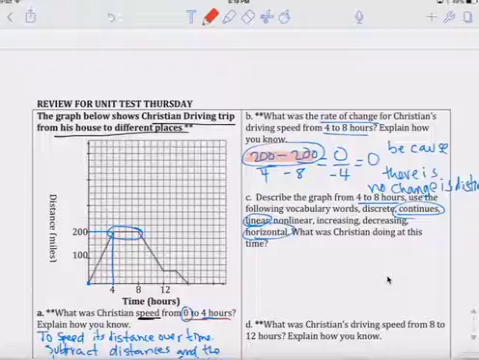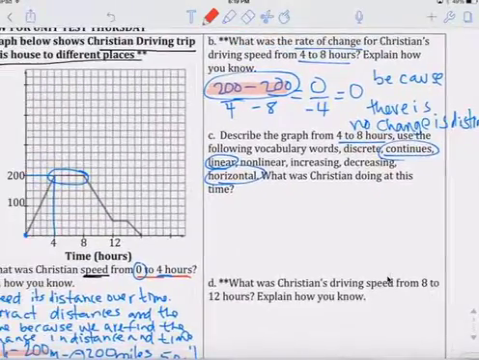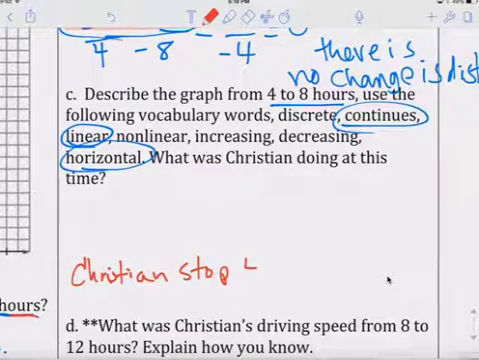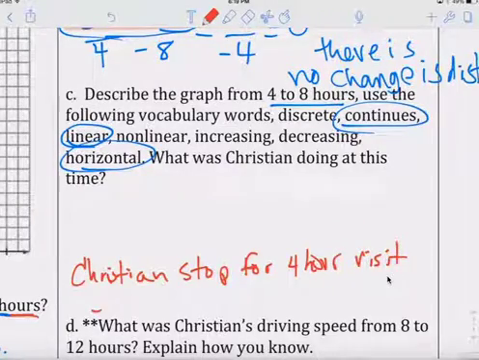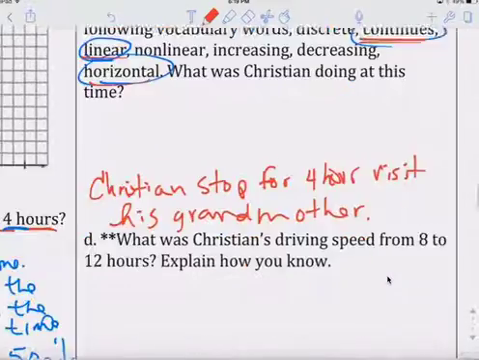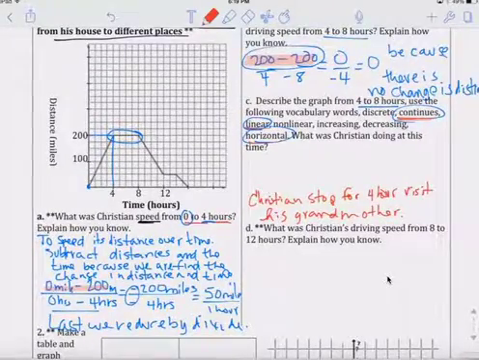Christian stopped by and visited his grandmother or his best friend John. Christian stopped for 4 hours to visit his grandmother. Now, explain the graph. Don't forget to explain the graph using those words.